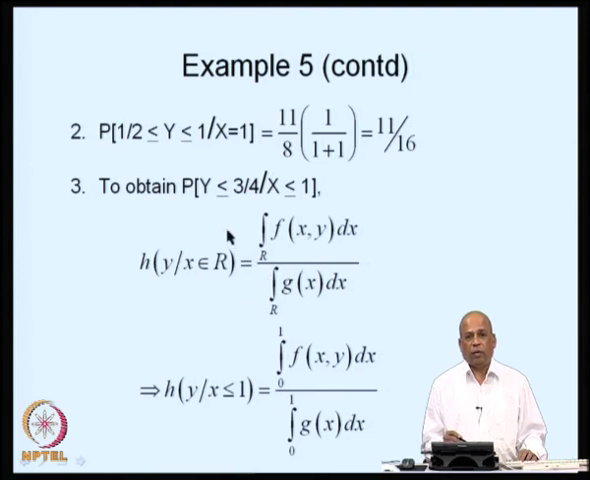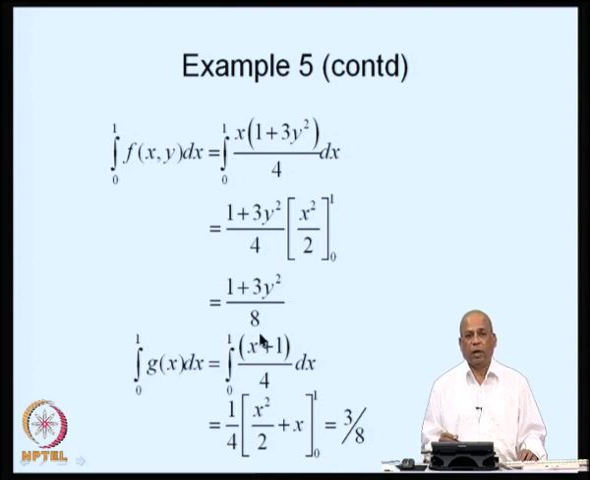Now, we move on to the next type of problems where x, instead of taking a specific value as it did in the previous example, takes values in a certain region, the condition being x less than or equal to 1. Then by definition we integrate the joint PDF over that particular region. Similarly, we integrate the marginal PDF of x over that region. So, we obtain h of y given x less than or equal to 1 as the integral over 0 to 1 of f of x y dx, and the integral of g of x over 0 to 1 with respect to x.